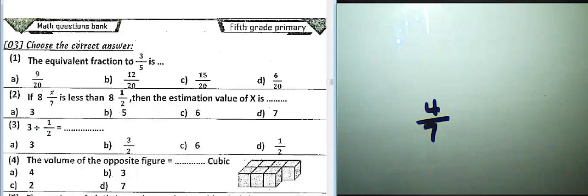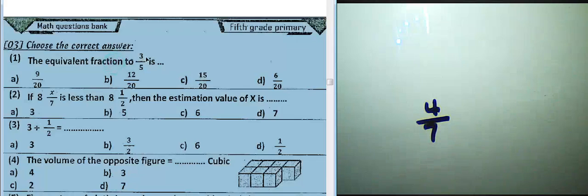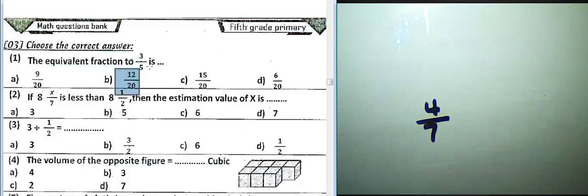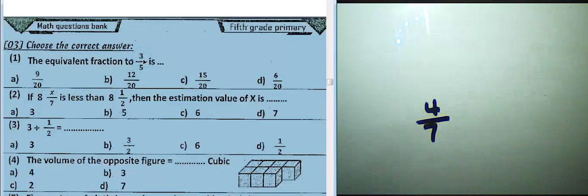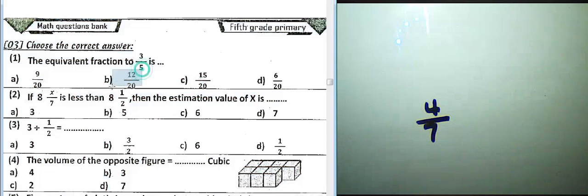Question number 3. Choose the correct answer. The equivalent fraction to 3 over 5 equals? 3 times 4 equals 12 and 5 times 4 equals 20. Choose letter B, by multiplying numerator and denominator by 4: 12 over 20.